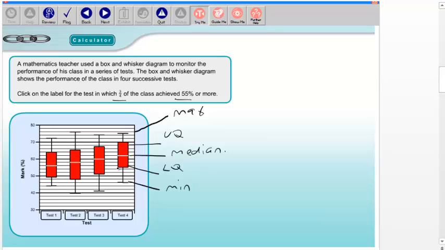see which one of these equals 55%, and it's in test 4 there. Okay, so we've got 25% of them are here, the next 25% there, another 25% there. That is 3/4 of the class, and they achieved 55% or more. So our answer is test 4.